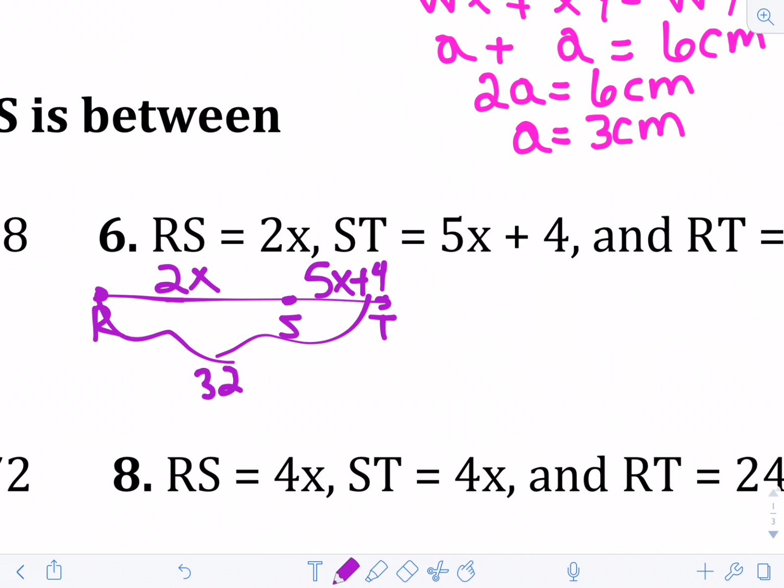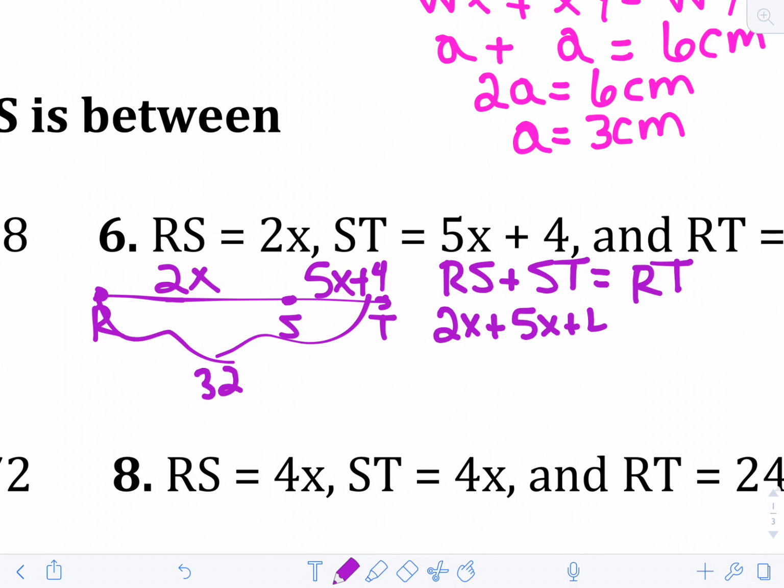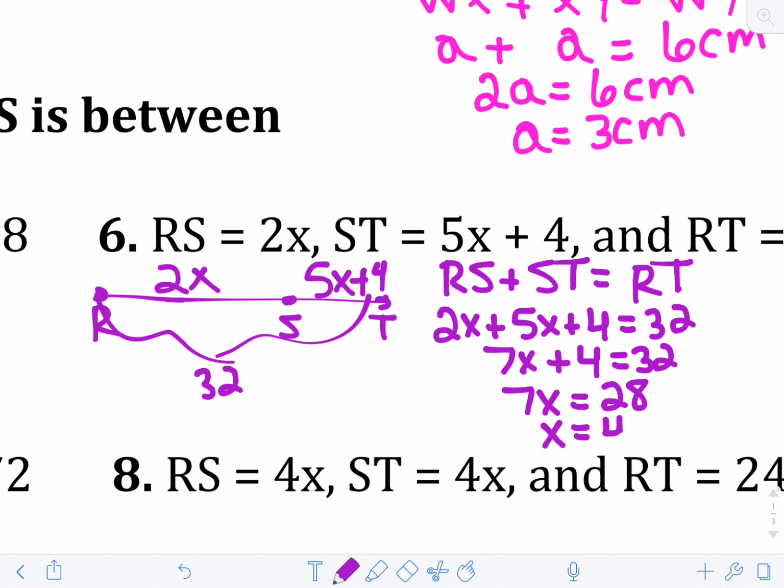All right, so part plus part equals whole. So again, I know RS plus ST is equal to RT. So I know 2x plus 5x plus 4 is equal to 32. So 7x plus 4 is equal to 32. So 7x equals 28. So x would just equal 4.